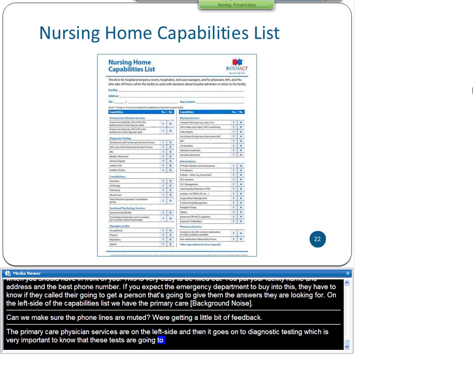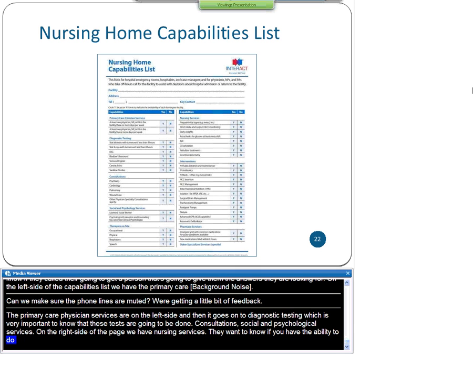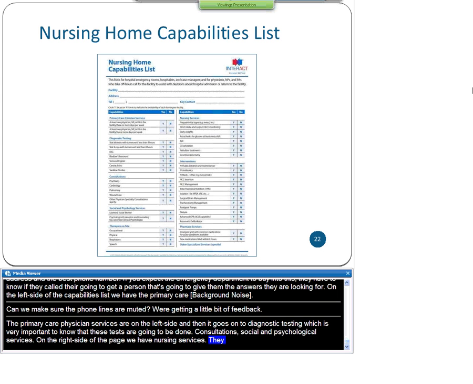And then on the right side of the page, we have nursing services. They want to know, can you do INRs? Do you have the ability to do nebulizer treatment? And very important are the interventions. IV fluids, IV antibiotics are definitely being utilized in the nursing home. So they want to make sure that your staff has all of this capability. And then at the very bottom, very important, are the pharmacy services.